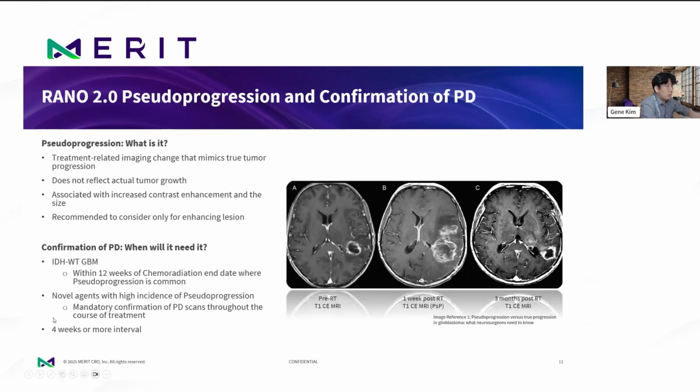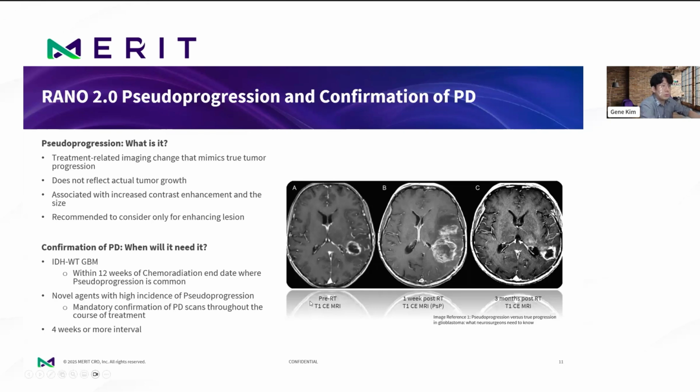And also for any novel agents that are known for a high incidence of pseudoprogression, confirmation of the PD can be optional, so that the mandatory confirmation of PD can be applied as a workflow of the independent review throughout the course of the treatment in that case. And generally, these confirmation of PD visits should be at least 4 weeks or more apart to make sure that the changes are well seen, just to make sure whether this is true progression or pseudoprogression.